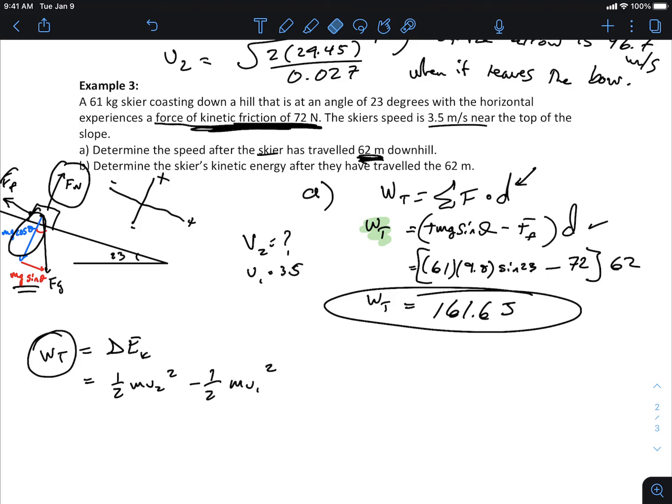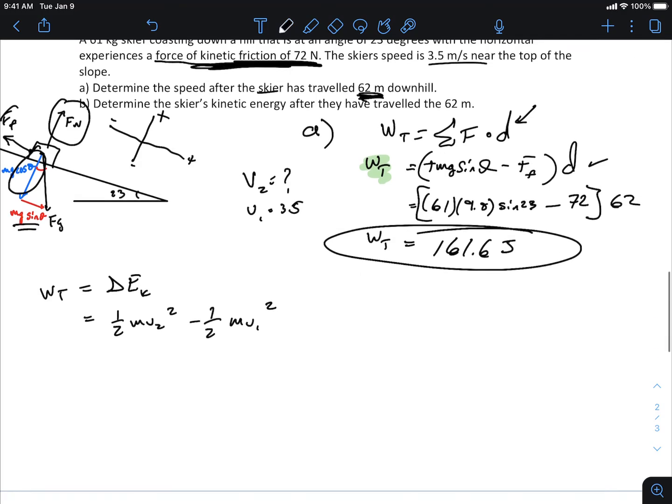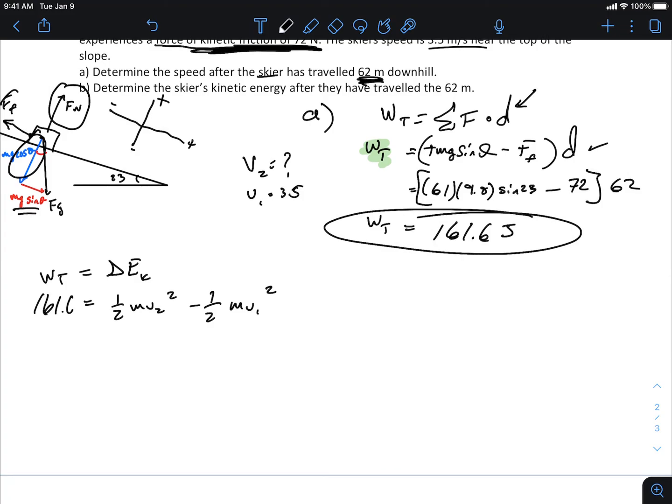Okay, so now we know WT, right? Let's just solve this one with numerics. We'll just plug in the numbers. So we know 161.6 is WT. We know the mass, right? I would just get in the habit of factoring out the 1/2, because I just don't want to type as much into my calculator.